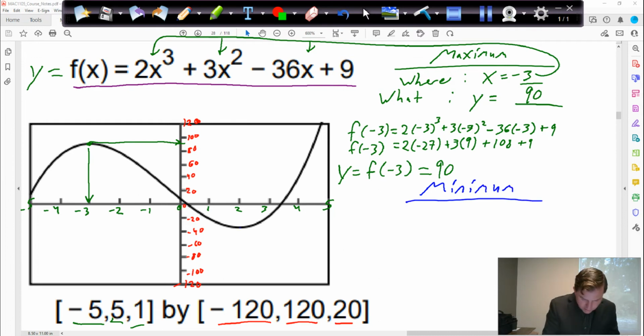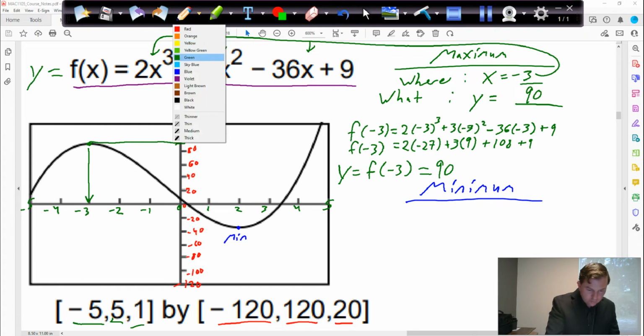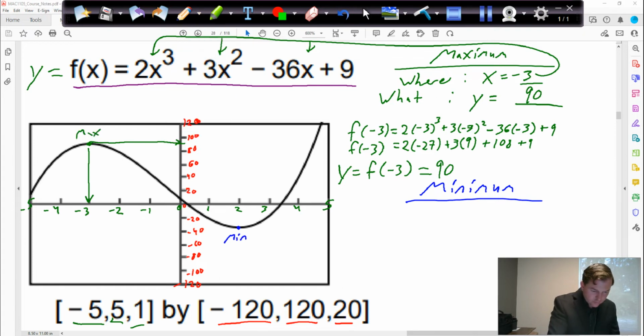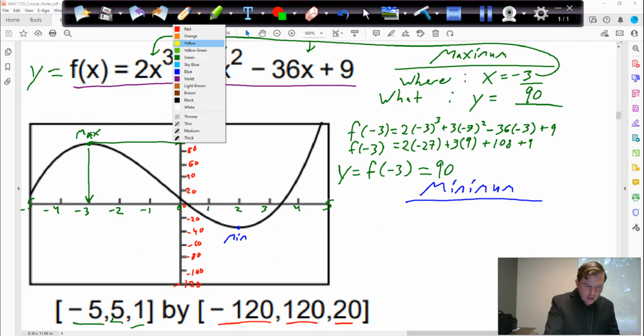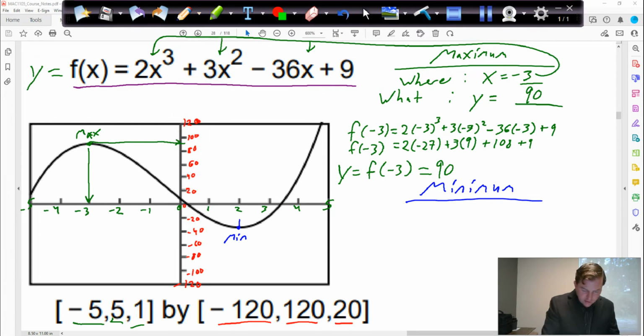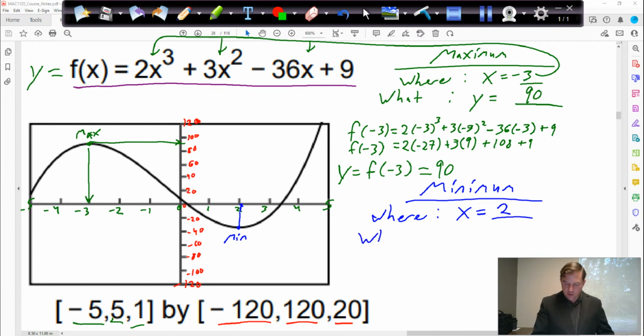we can all see that it's here. And we can identify the x value as 2. So the where of it would be x equal to 2. The what of it, which is the y value, we have to do the same thing. So I can estimate it.